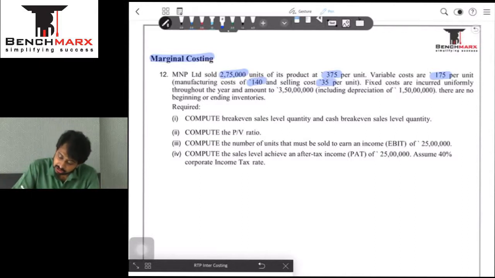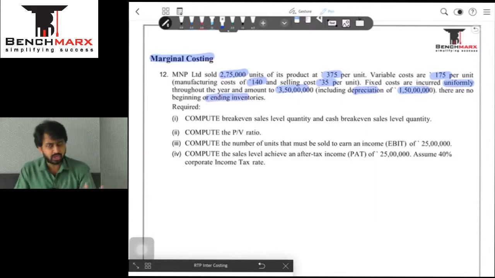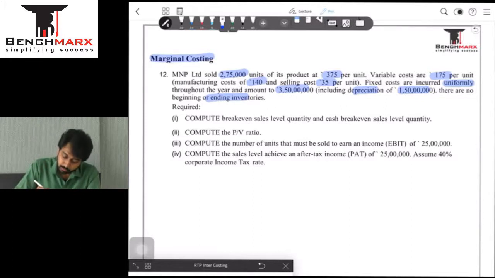ठीक है, fixed costs are incurred uniformly throughout the year, which means 12 months के लिए कितना, 1 month के लिए divide by 12. That amounts to 3 crore 50 lakhs, including depreciation of 1.5 crores, and there are no beginning or ending inventory. So they have given me a fixed cost का number, that's there for the entire year, and उसका 1.5 crores content is depreciation. Depreciation is also fixed cost. ठीक है. Compute क्या करना है? Compute the break even sales, that is normal, and also find the cash break even sales.